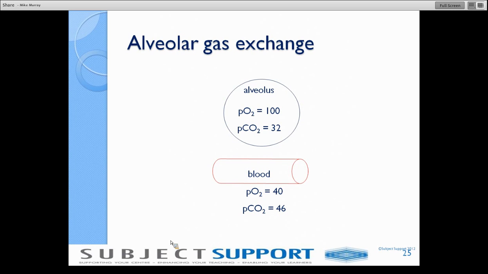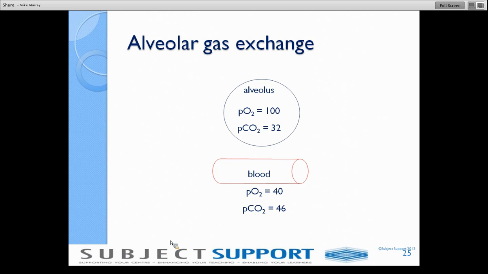In the alveolus, the partial pressure of oxygen is about 100 units, don't worry about the units. In the blood it's about 40 units. Partial pressure of carbon dioxide, 32 in the alveolus, 46 in the blood.